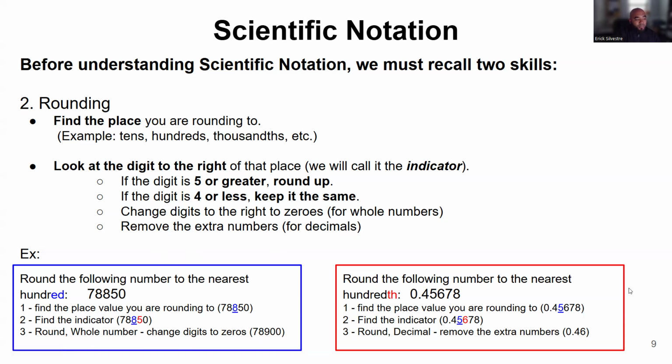All right, when we're rounding small numbers, this one is round this number to the nearest hundredth. We find the 100th place. In this case, the 100th place is the 5. We look at the number to the right of number 5, which is our indicator. In this case, the number is larger than 5, so we are going to round up. So once we round a decimal, you remove the extra decimals. So the 5 becomes a 6, and the number becomes 0.46. You get rid of the extra numbers. You do not add zeros like as you do with large numbers. So again, this is another skill that you need before we do scientific notation, which is rounding. All right.